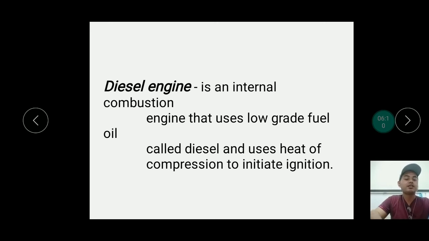So the diesel engine is an internal combustion engine that uses low-grade fuel called diesel and uses the heat of compression to initiate ignition. So we use diesel in the diesel engine, but we also use lower grade fuel than diesel, like bunker fuel.